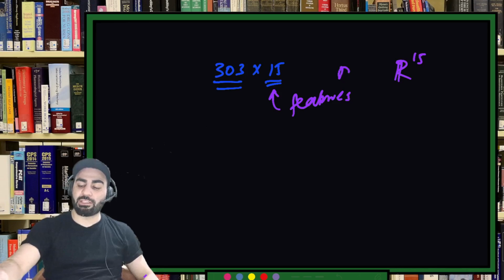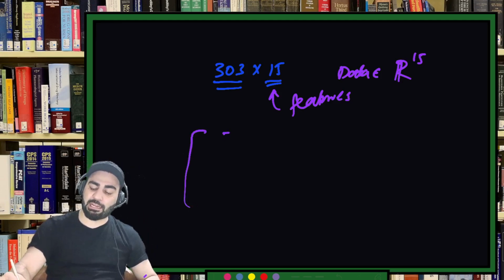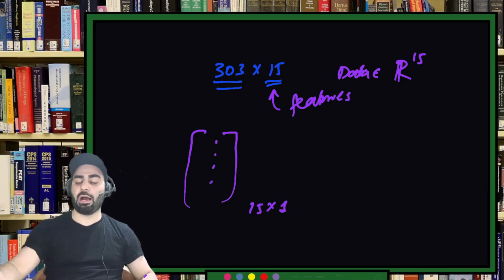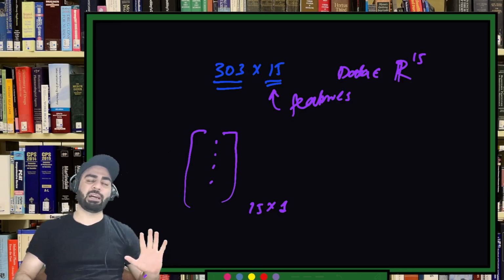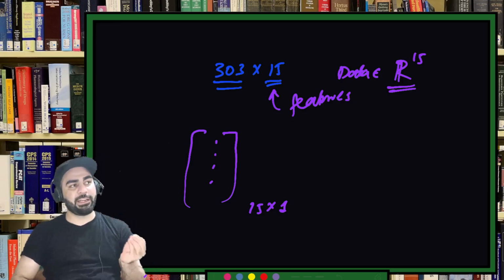R of 15. So this data basically belongs to R of 15. That means each data point is represented with a vector, and that vector is a 15 cross 1 vector. These values are, let's suppose, real valued, real numbers. I'm making a simplistic assumption. So we can say that we have a 15 dimensional vector.